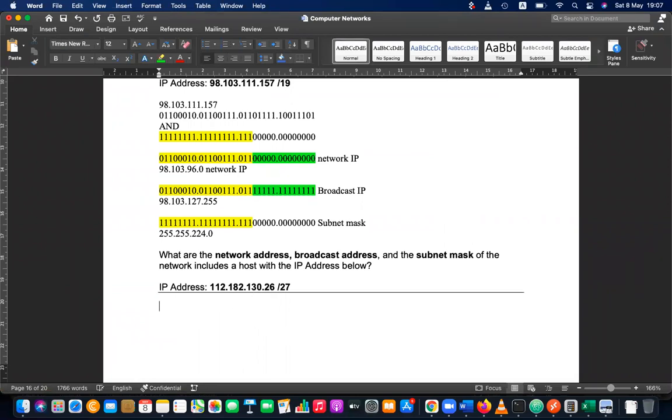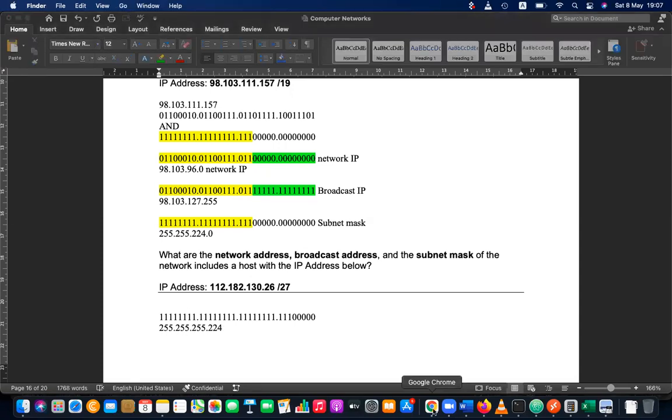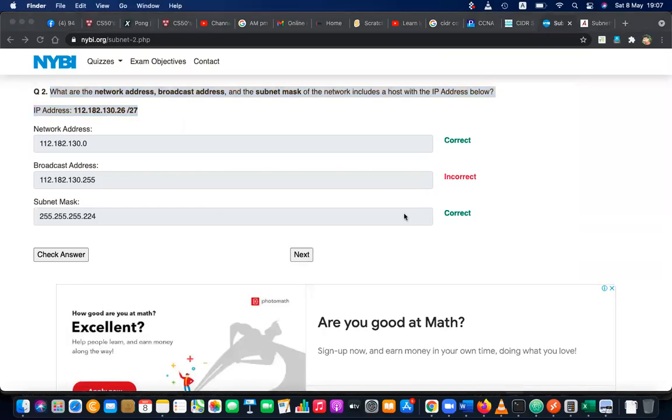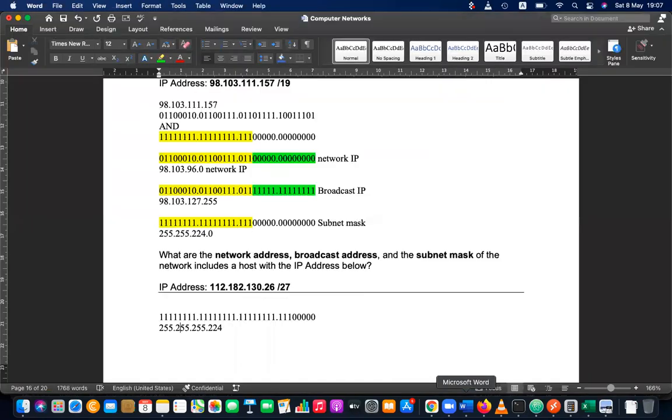27 ones, then 24, 25, 26, 27, and then zeros. So this one is the subnet mask, that is 255.255.255.224. That is correct. So in your answer also the subnet mask is correct. Okay, good. The network IP, that is also correct. Let's see the network IP.